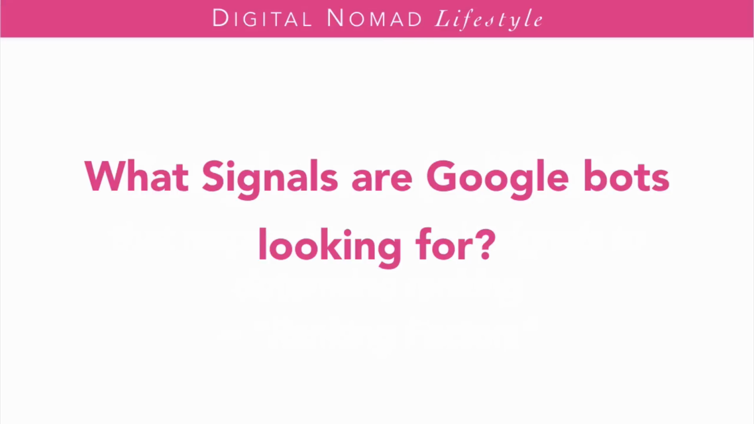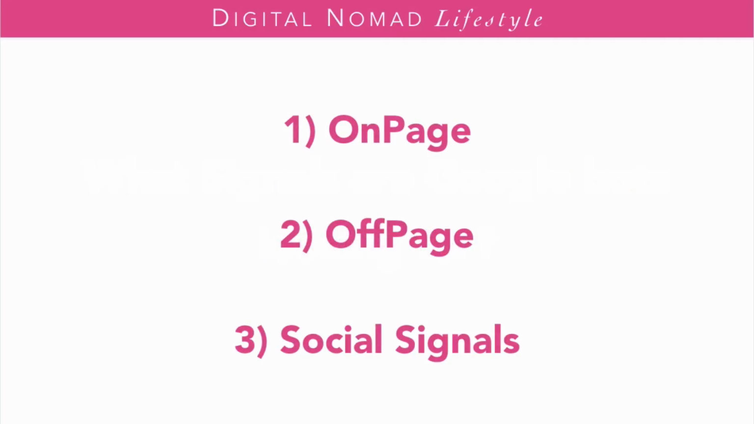So what are the signals a Google bot is looking for? How to build trust or authority, as it's often called. You might have heard page authority or domain authority. We'll get to that later. But that's what you basically need to build up. You need to convince Google that your site is relevant and that it should rank you high, and obviously that takes time to build. So there's 3 areas basically: on page, off page, and social signals.